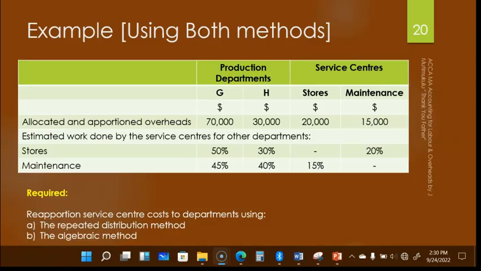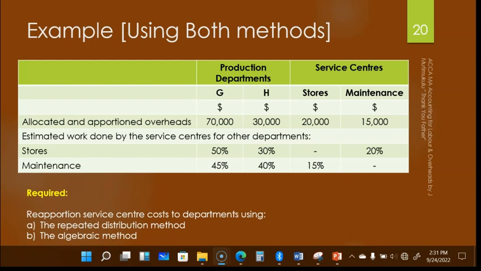Hello, ladies and gentlemen. I welcome you all to this, our second video in the lecture series on accounting for overheads. In the previous video, our last example was looking at the apportionment of overheads on a fair basis.